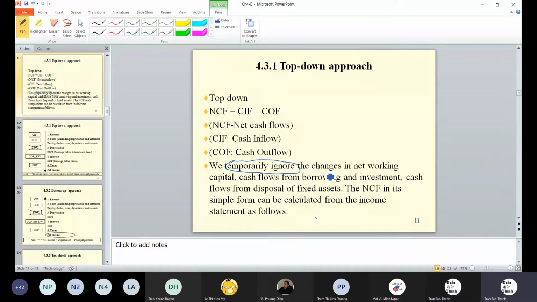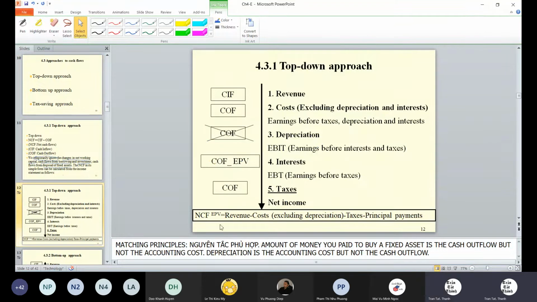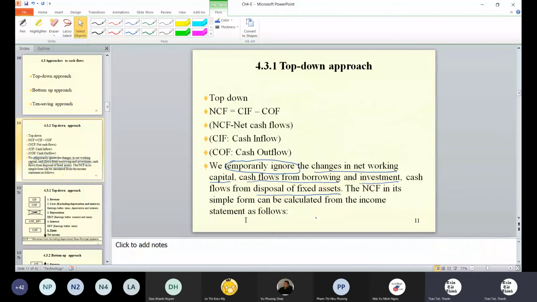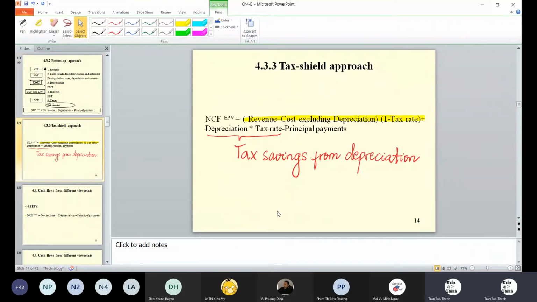Change in net working capital is one thing. Cash flow from borrowing is another thing. We did not put it in the cash flow now, but we are going to do it in the future. Cash flow from investment and cash flow from disposal of fixed asset, we did not put it here. So that's why this one is only the simple form of cash flow. It's not the full form of the cash flow.